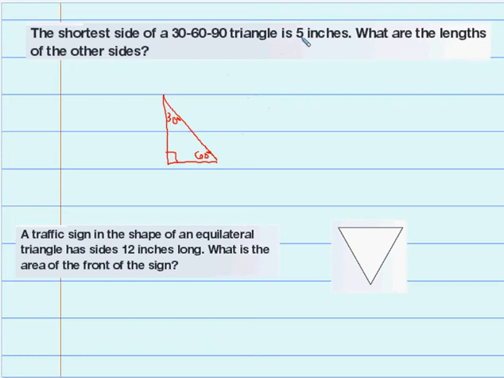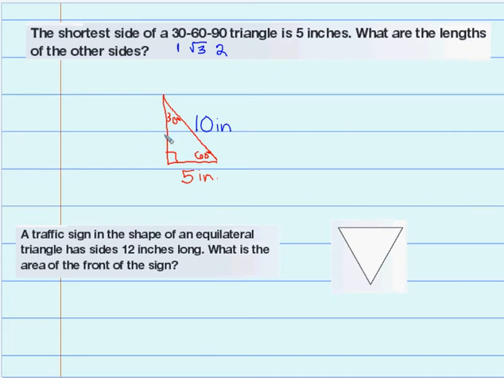And I know that the shortest side, which would be opposite the 30 degree angle, is 5 inches. Okay, so now I have to think back to my ratios. This was 1, square root of 3, and 2. So the side opposite the 90 degree angle is twice as long as the shortest side. So this would be 10 inches.